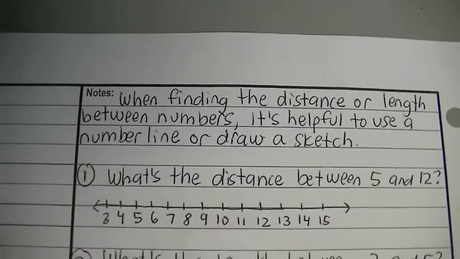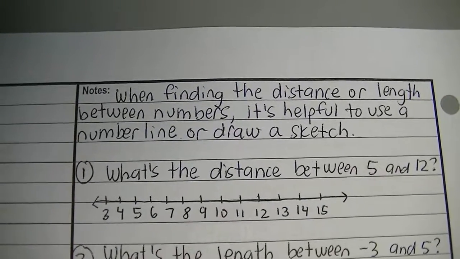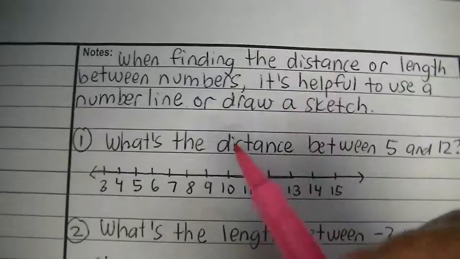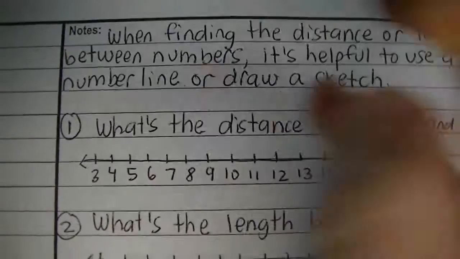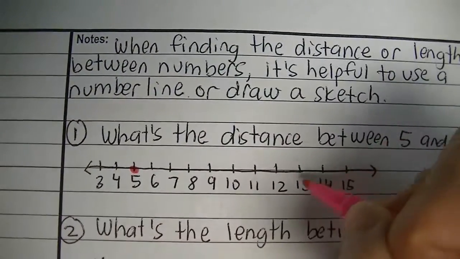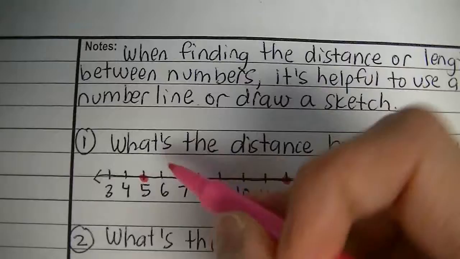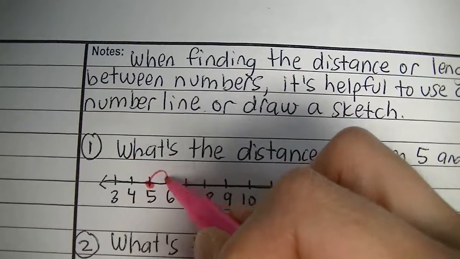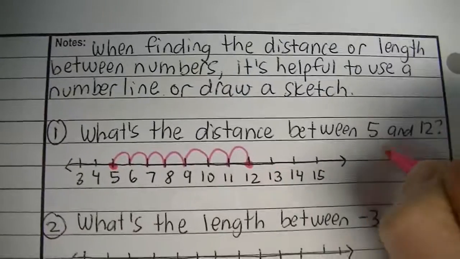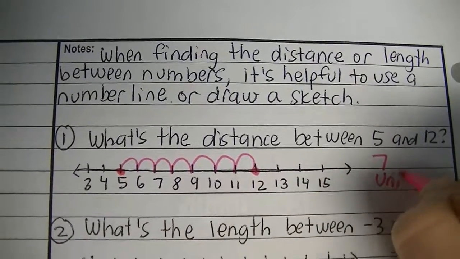Okay, now the back. When finding the distance or length between numbers, it's helpful to use a number line or draw a sketch. So what's the distance between 5 and 12? So what you would do is you'd find 5 right here and 12 and find the distance between. So I like to just jump. 1, 2, 3, 4, 5, 6, 7. 7 units. That's the distance.